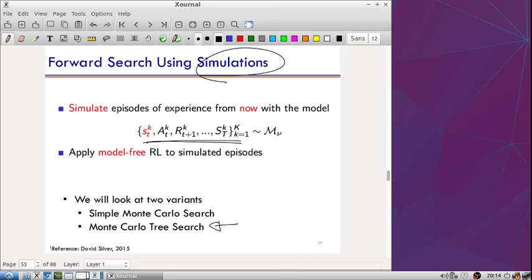That is what simulation is, and there are a couple of variants of this simulation business. One is simple Monte Carlo search. So this is searching for the best action to take, right? And I have such simulations that I've done. Simple Monte Carlo search will do something, and Monte Carlo tree search will do something different. But what are both trying to do? Both are trying to find the best action to take.